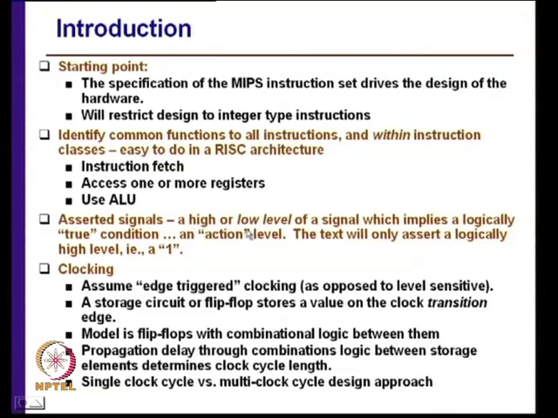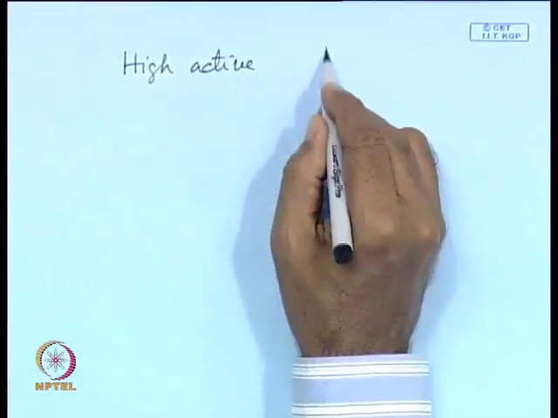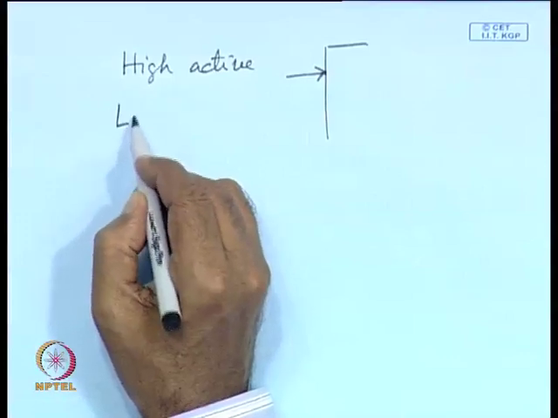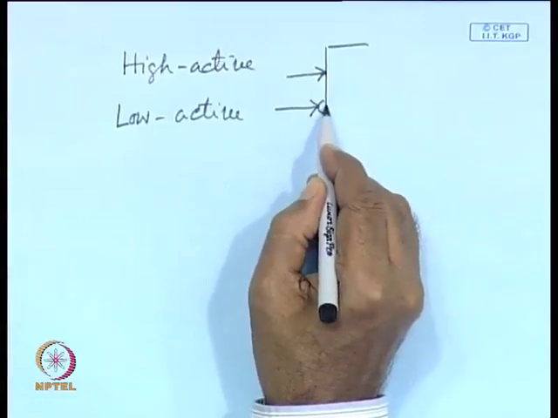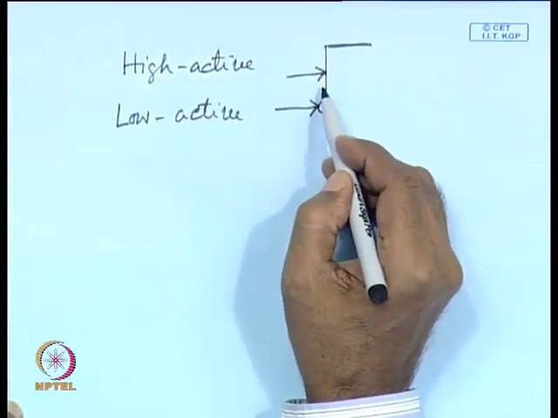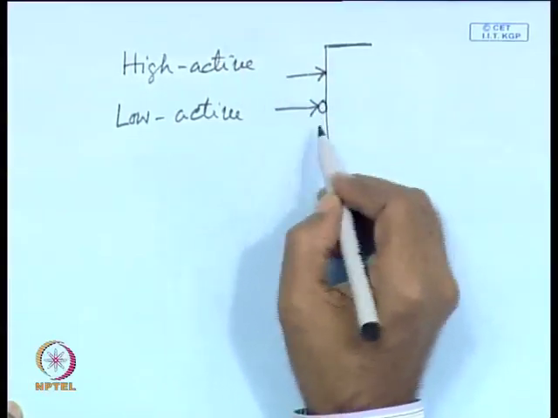Then asserted signals: a high or low level of a signal which implies a logically true condition, an action level. By this statement, all I am trying to tell is that the signals are high active. You can make it low active, you can make it high active. Suppose this is your processor, there is an input, and whenever it is high active, it is represented in this way. On the other hand, whenever it is low active, it is represented in this way. There is a circle here. In this particular case, it is assumed that the signals are high active. That means you will be using this kind of convention whenever you generate signals, instead of making it low active.